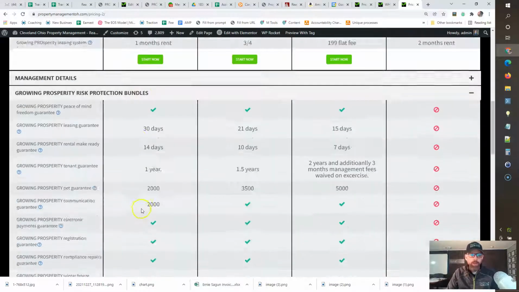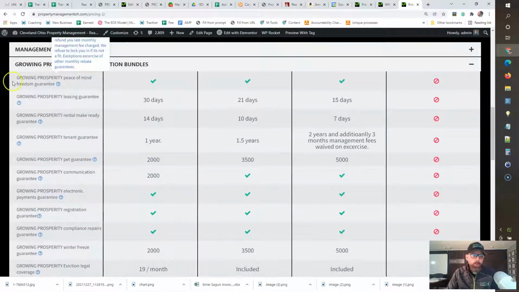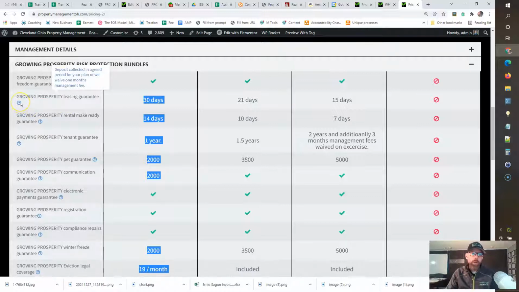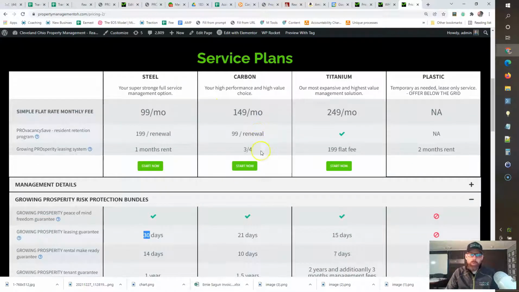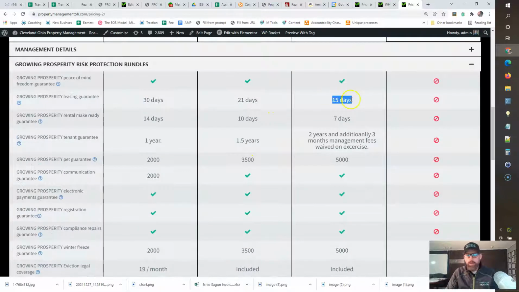Growing prosperity protection bundles. Growing prosperity, peace of mind, freedom guarantee. This is really the thing that anytime you want to leave, you can. And we'll refund your last management fee. Okay? And so, in the move out, that's kind of a new thing. We didn't offer that. We just let you go. Deposit collected in agreed period for your plan, or we waive 1 month's management fee. So, in the base plan, it's 30 days. As people sign up for these other plans, which no one has yet, 21 days, 15 days, that's something that'll have to be managed within the system that we have. So as we run into it, we'll add it to the system.